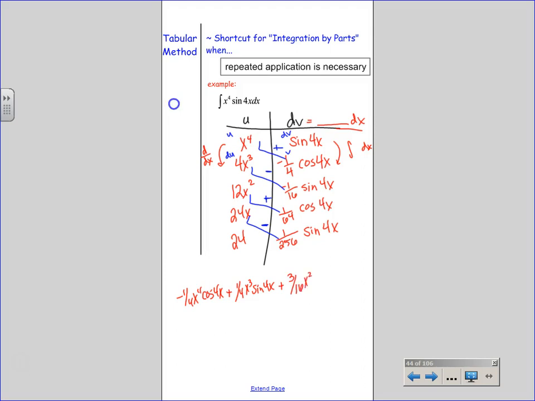X squared, cosine of 4x, minus 4 over 256. 6 goes in? Nope, it doesn't. 4 goes in. 64 times 6 over 64. No, we can go more than that. 3 over 32, yeah. Oh, I should have known that. Never mind.